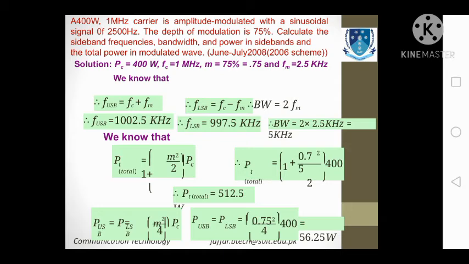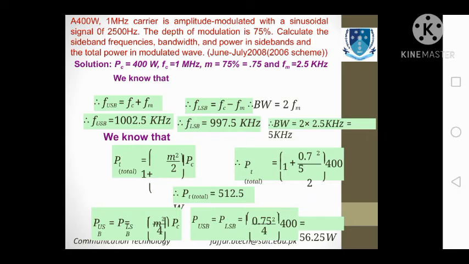So there is a 400 watt 1 megahertz carrier, and it is amplitude modulated with a sinusoidal signal of 2.5 kilohertz. The depth of the modulation is 75, that is the modulation index is 0.75. We have to calculate the sideband frequencies, the bandwidth, and the power in the sidebands and the total power in the modulated wave. So this is a comprehensive example in which there is a lot of data given to us, and a lot of data asked from us.